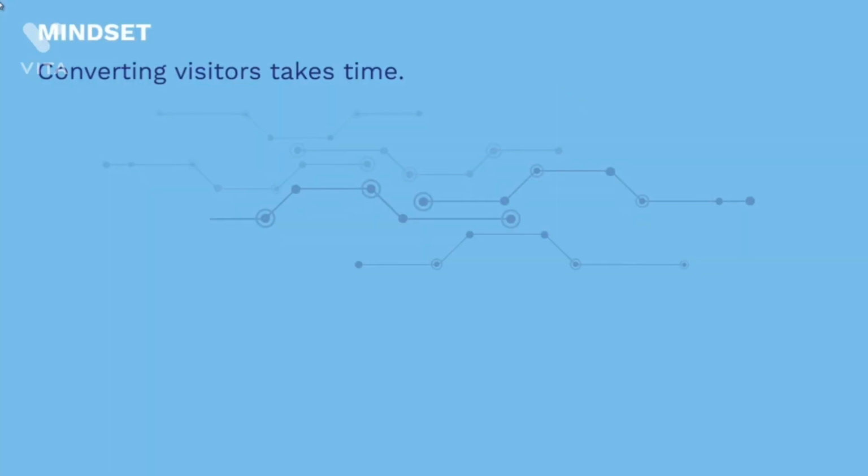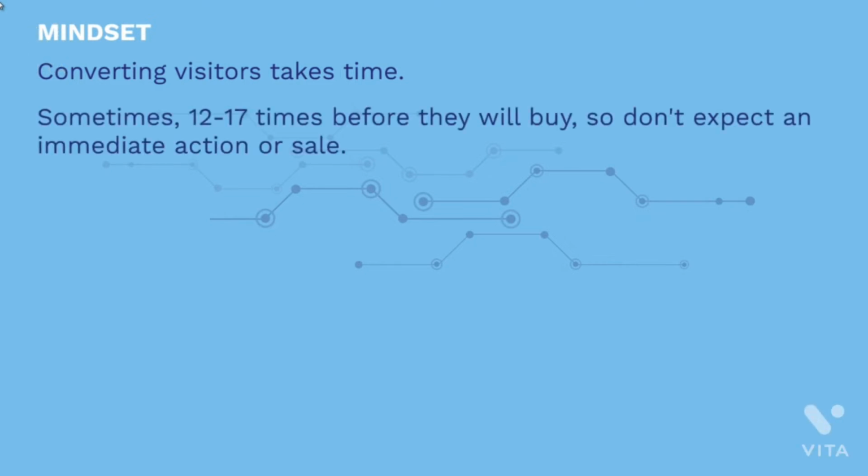All right, so let's talk about mindset, because I'm a big believer in having the right mindset before you get started. I want you to realize that you're not going to make a sale or get leads right away just by setting up a Facebook retargeting campaign. Converting visitors really does take time. To be realistic, sometimes it takes 12 to 17 touch points, meaning you have to get in front of them 12 to 17 times before they will buy. So don't expect an immediate action or an immediate sale.